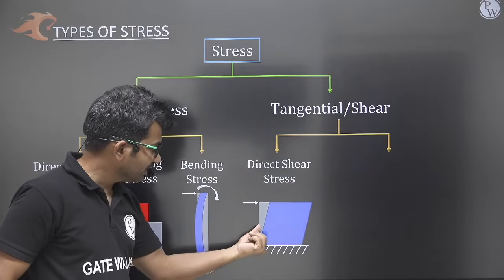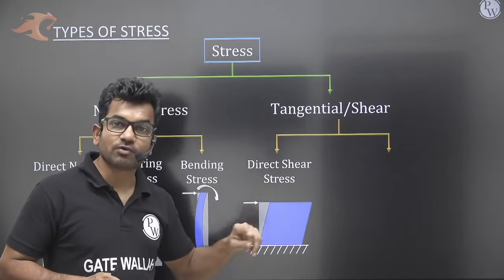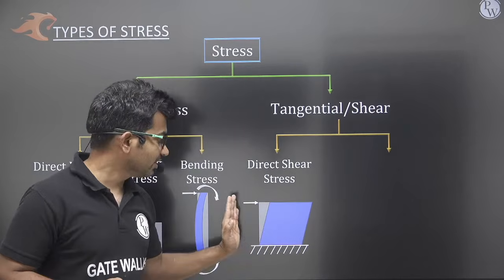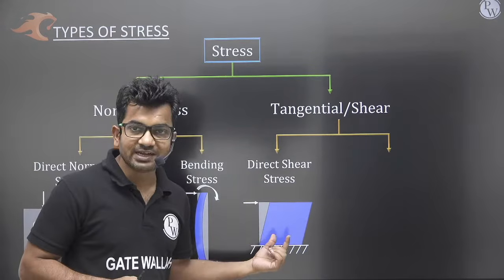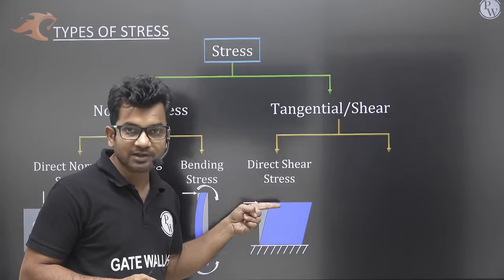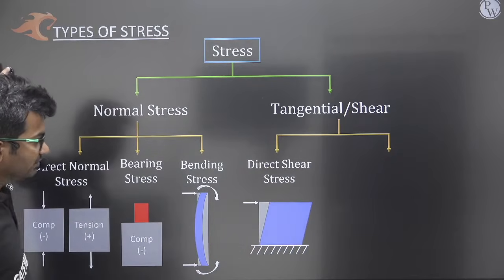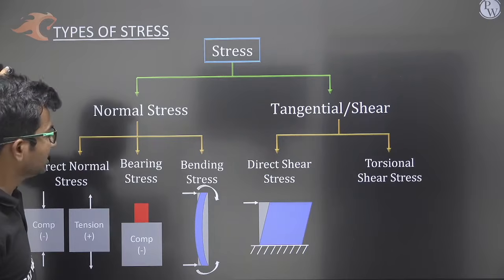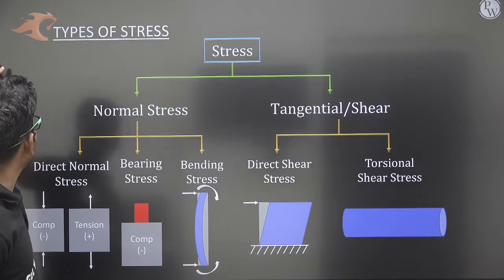Here we will have some angle, and the initial angle was 90 degrees in this case. Now the final angle will not be 90 degrees, it will be some changed angle. So this is the direct shear stress, when a directly applied force is causing the shear. Then next we have torsional shear stress, which is generally on a shaft of cylindrical shape.